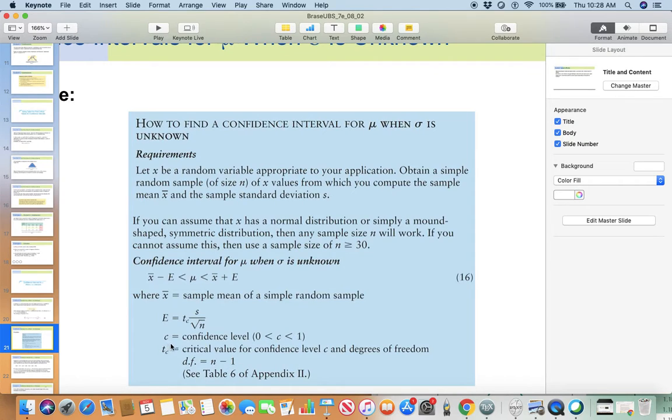So this is where you need the table. The confidence level is given to you in your question, and using the confidence level you can find t_c. t_c s over square root n, that is your E. This is the maximal margin of error. You see, maximal margin of error. It's also called error tolerance. And now x bar plus E and x bar minus E, these are the limits of your confidence interval.